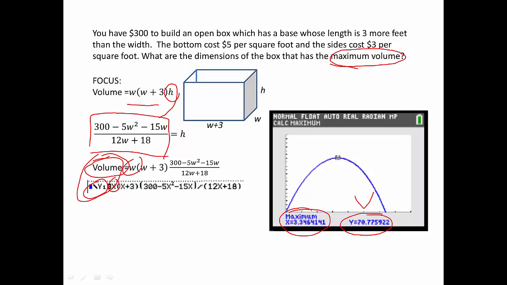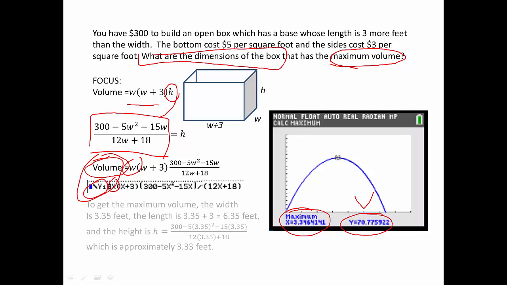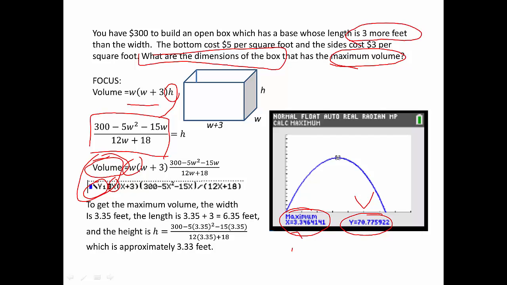But we're not asked about the volume. We're asked what are the dimensions of the box. So we actually want that X. To get the maximum volume, the width is 3.35 feet approximately. And then the length, remember the length is 3 more feet than the width. So add 3 to it. The length is 6.35 feet.